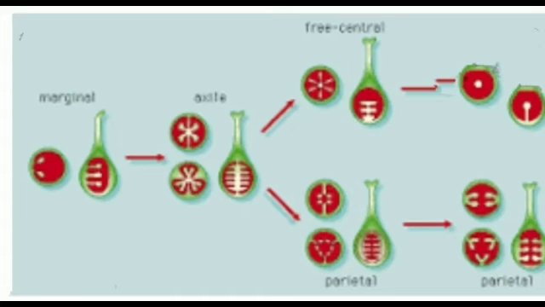Next is basal. By name only, we can see that the placenta is found at the base of the ovary. And free central means it is present at the center but is not supported by the partition wall. So that's why it is known as free central.